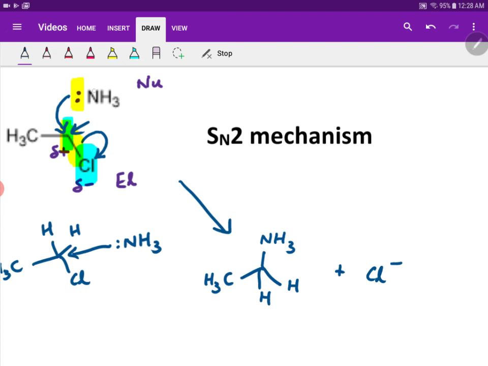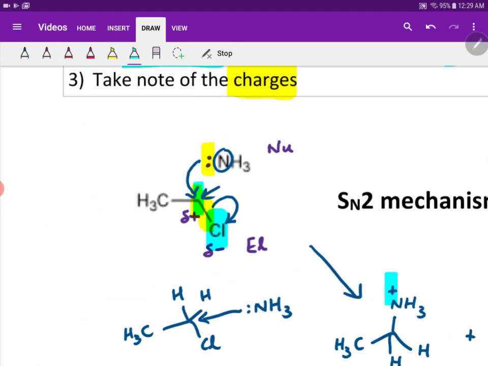On the other hand, nitrogen was the one who gave electrons to this carbon atom. That is why it will have a positive charge now. At the end of the day we have to check if our charges are balanced. If you take a look here, there's one positive charge and one negative charge, so it is neutral. And then we look at our reactants: they have no charges at all, they are both neutral, so it is correct.